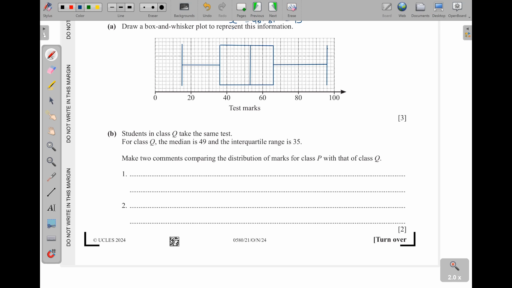Then part B, they're saying that students in class Q take the same test. For class Q, the median is 49 and the interquartile range is 35. Make 2 comments comparing the distribution of marks for class P with that of class Q. Now, when we are comparing, we use 2 things: measures of central tendency, and measures of spread. The measures of spread here, we are going to look at the interquartile range. How are the figures spread?